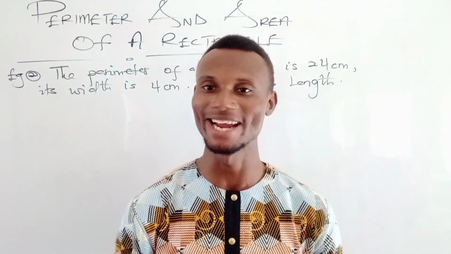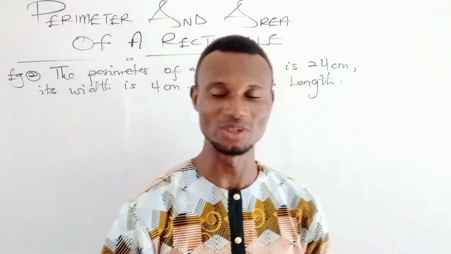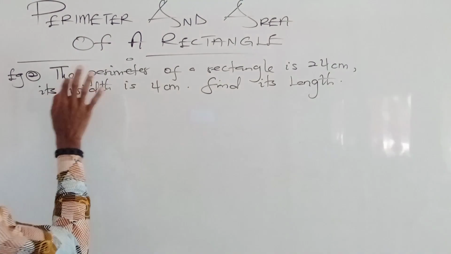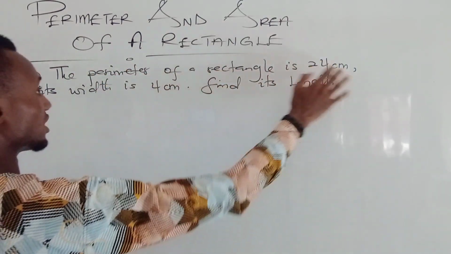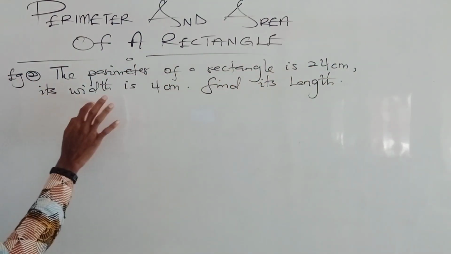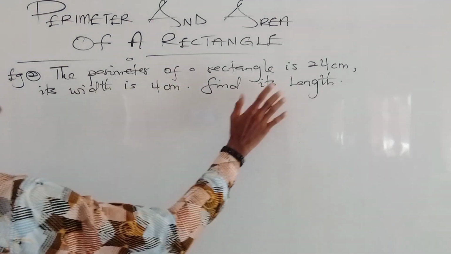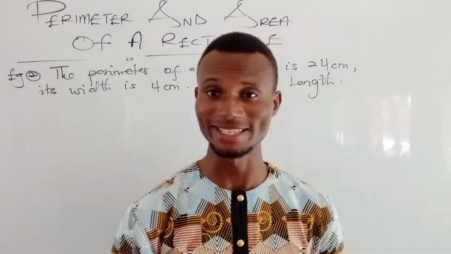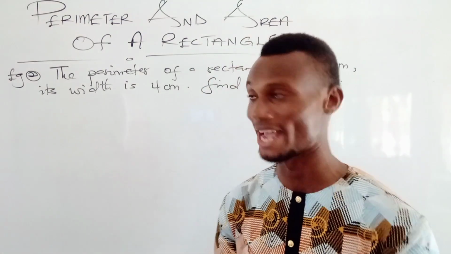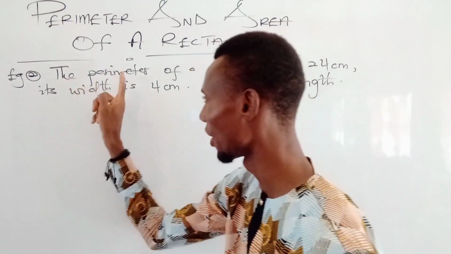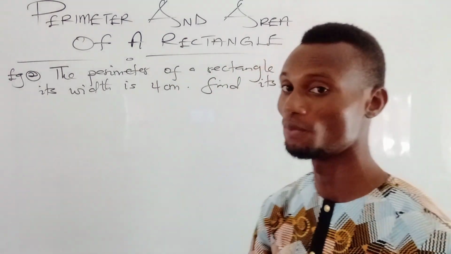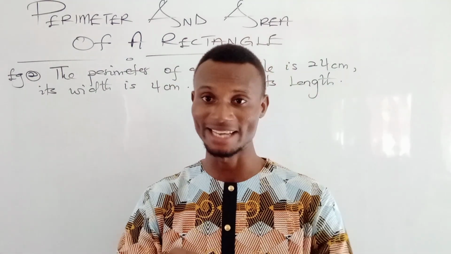So let's go ahead and solve the example 2 that I have on the board. Example 2 says that the perimeter of a rectangle is 24 centimeters. Its width is 4 centimeters. Find its length. So we have been given the perimeter of a rectangle. We are talking about a rectangle here because the question says the perimeter of a rectangle is 24 centimeters.